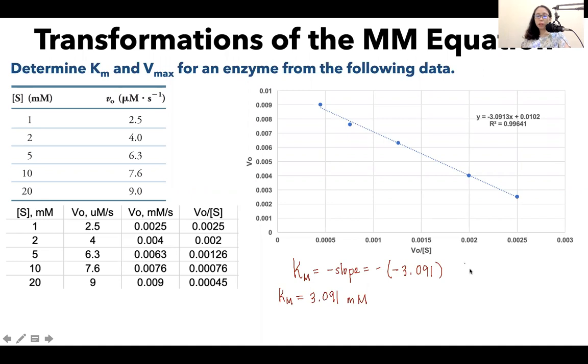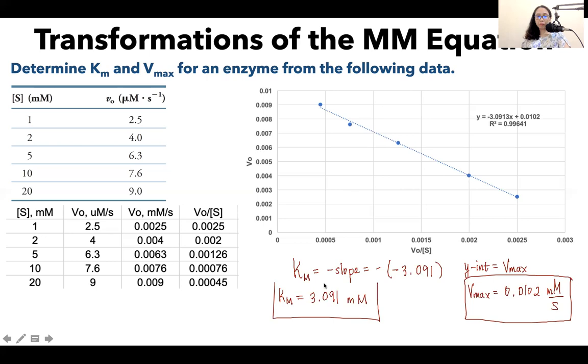And our y-intercept is equal to Vmax. So Vmax is equal to 0.0102 millimolar per second. We see some differences in the two parameters compared with those obtained using the Lineweaver-Burk equation. Again, the Lineweaver-Burk equation is more accurate than the Eadie-Hofstee equation.